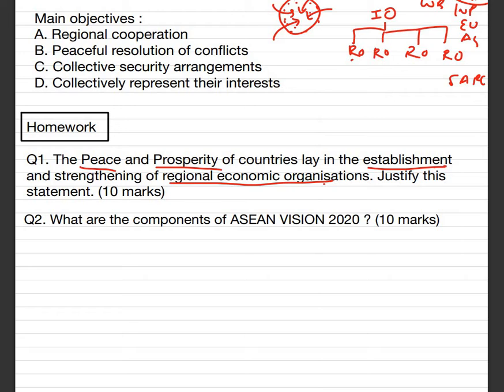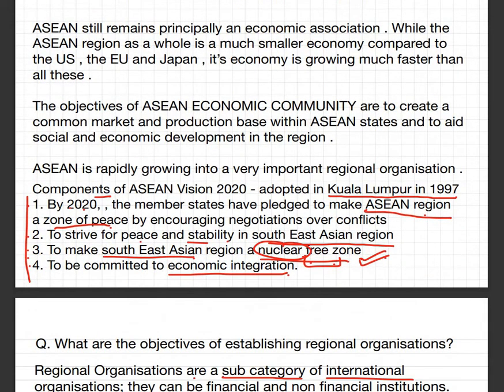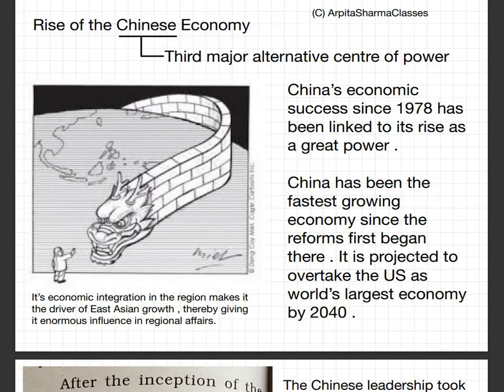So here are your two homework questions. The peace and prosperity of countries lay in the establishment and strengthening of regional economic organizations. Justify the statement. किसी भी country की peace और उसकी बरकत उसके रीजनल इकोनॉमिक ऑर्गेनाइजेशन को स्ट्रांगली स्टैब्लिश करने में आती है. यानी कि अगर आपको कंट्री को पीसफुल बनाना है और प्रॉस्पर कराना है तो उसके रीजनल इकोनॉमिक ऑर्गेनाइजेशन को... Justify the statement by giving examples.